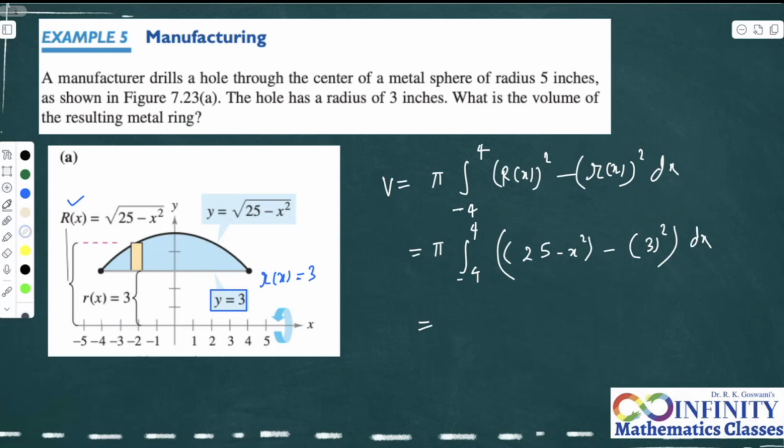Yes, because every time the calculation is incorrect, that suggests to me there is some issue. So let me just write 25 minus x square minus 9, which amounts to 25 minus 9 is going to be how much? 16 minus x square.